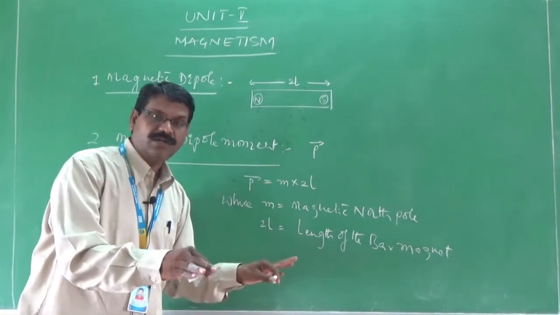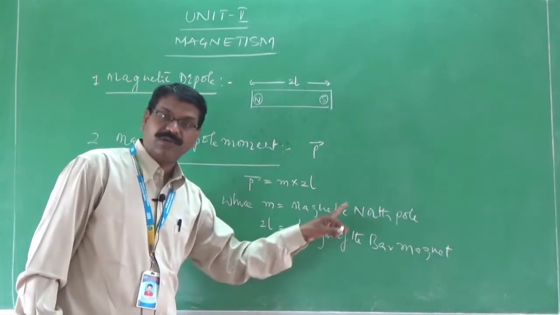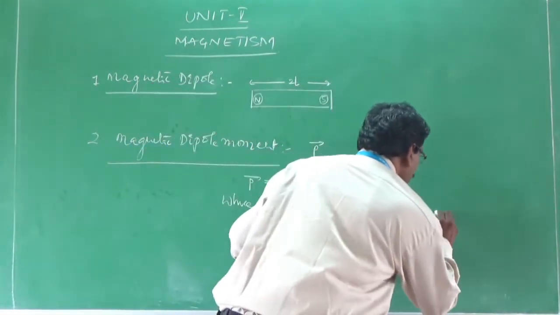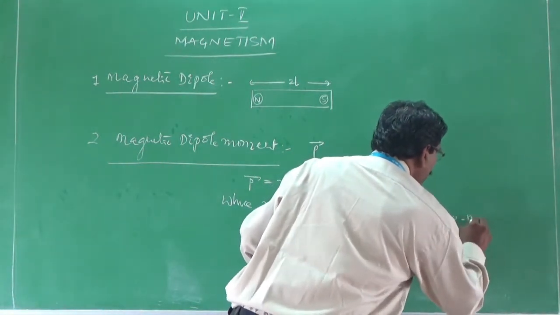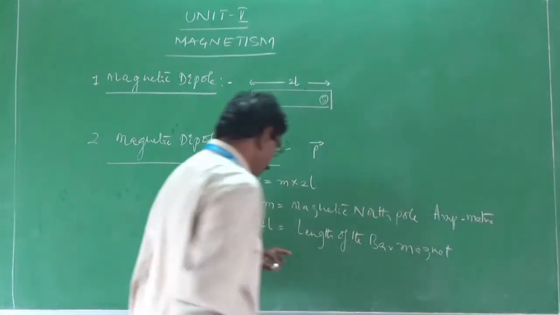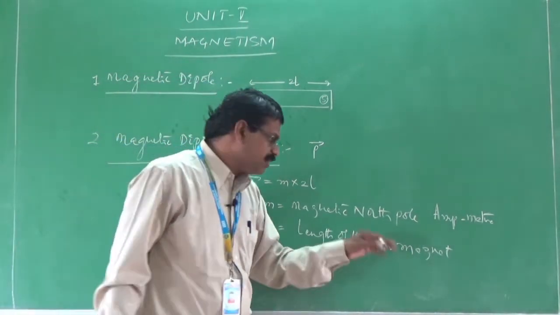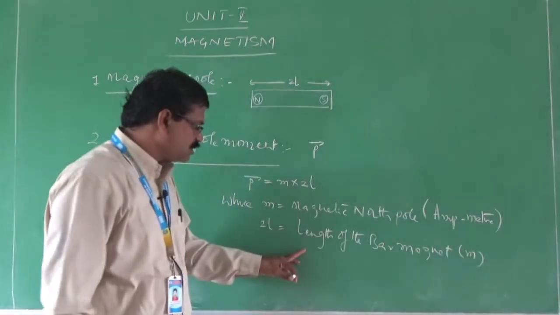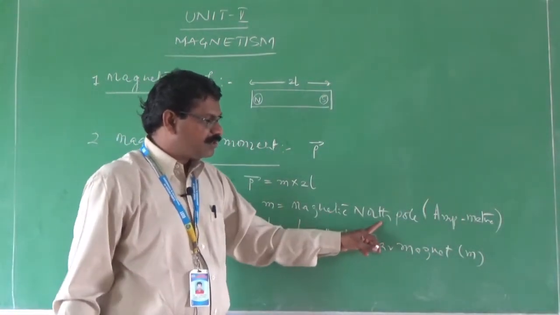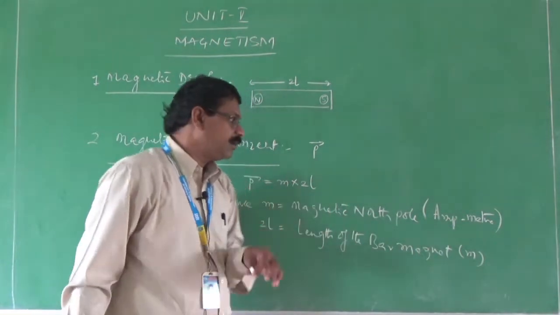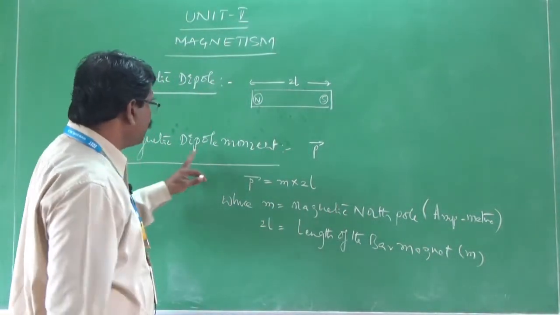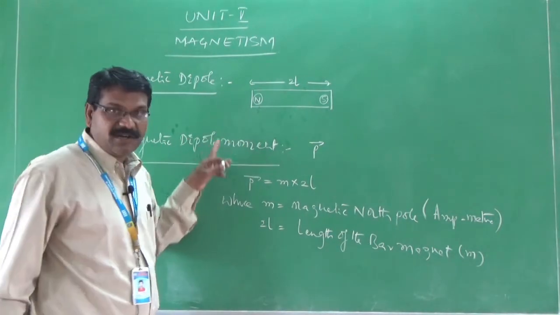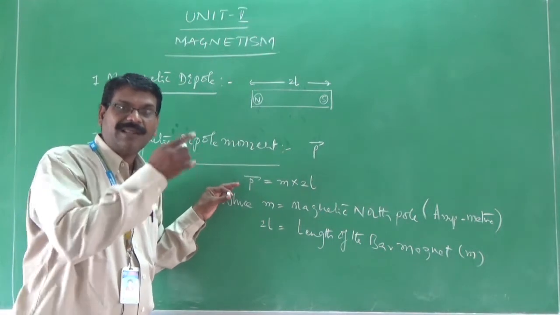If you want to measure the units, the SI unit of magnetic north pole strength is ampere meter, and the length of the bar magnet is measured in meters. Now, strictly speaking, the magnetic dipole moment is related to the magnetic dipole. Magnetic dipole and magnetic dipole moment are interlinked definitions.